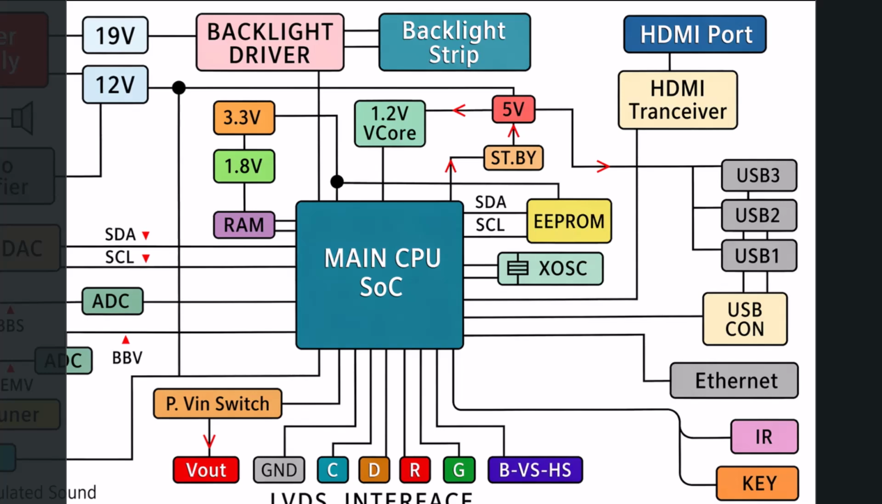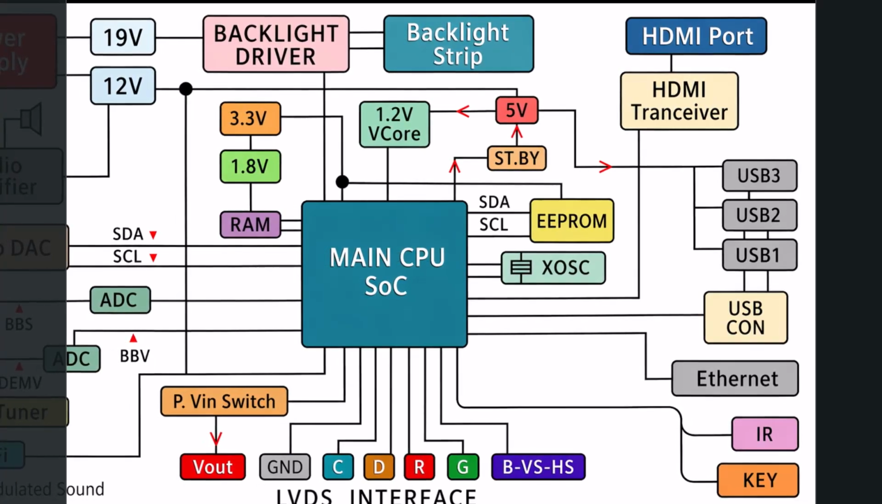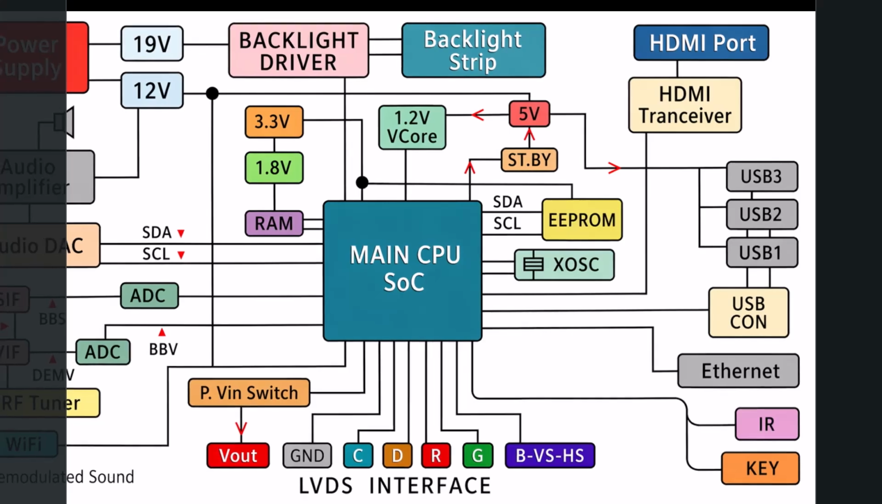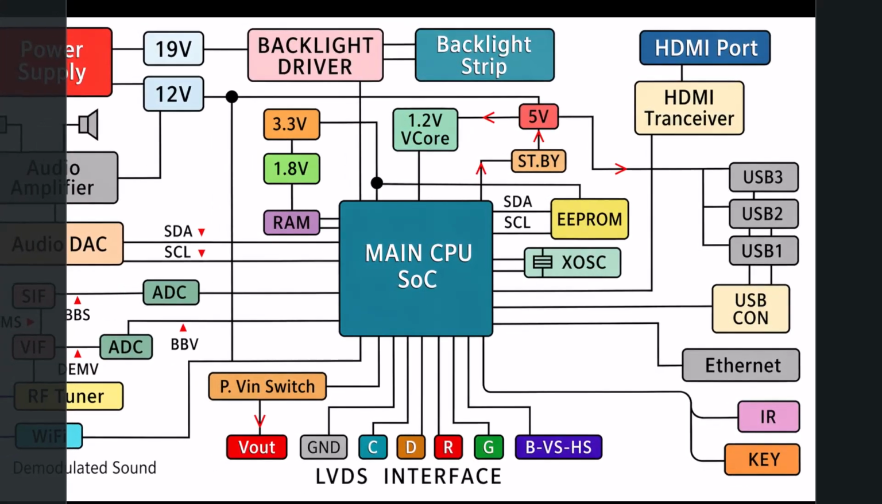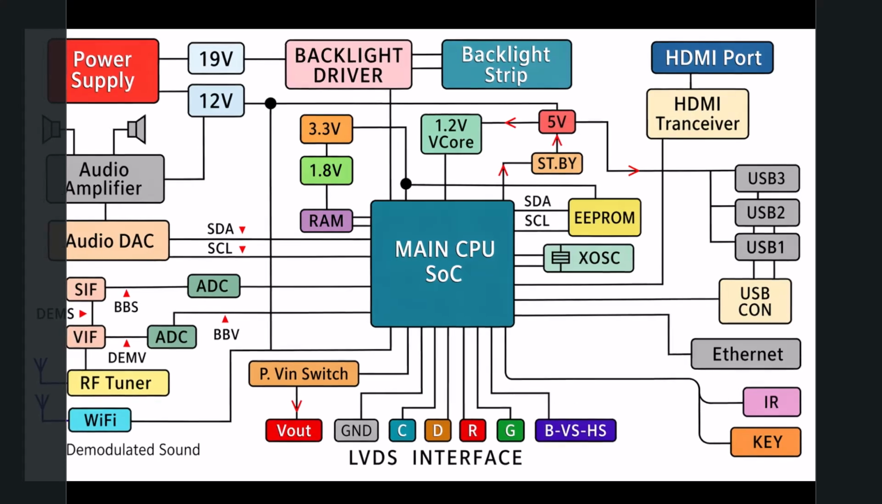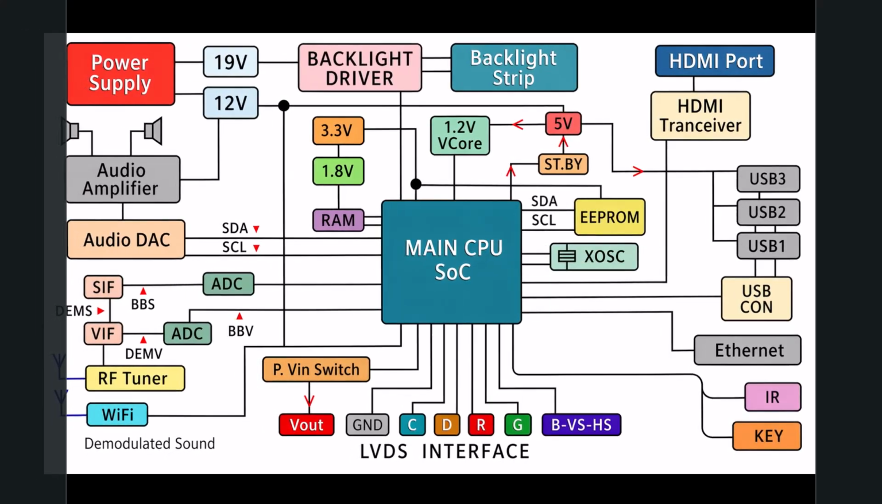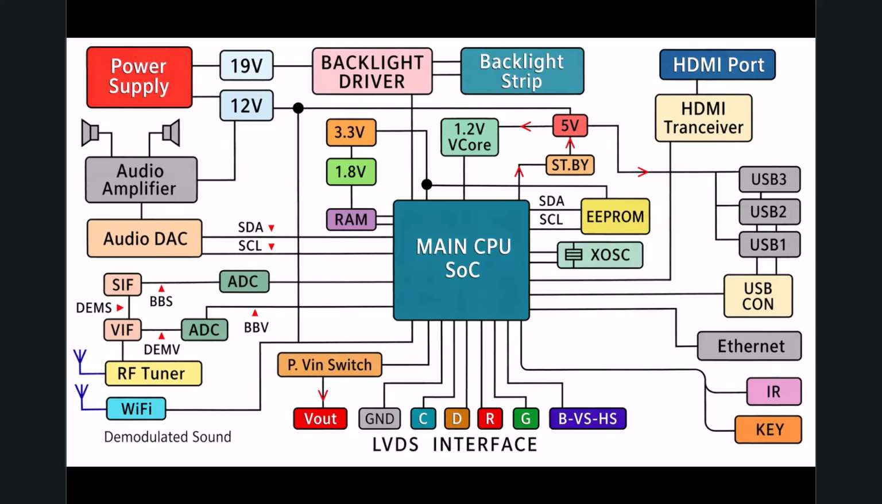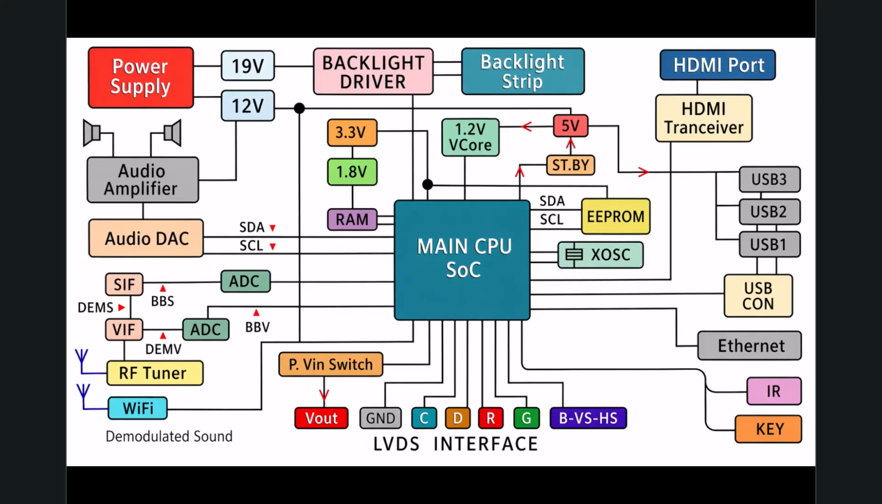You will also notice a block labeled standby. This is a vital circuit. It ensures that even when you turn the TV off with your remote, a microscopic amount of 5-volt power continues to run to the main processor and infrared receiver, keeping the system in a deep sleep, ready to wake up the instant you press the power button again.